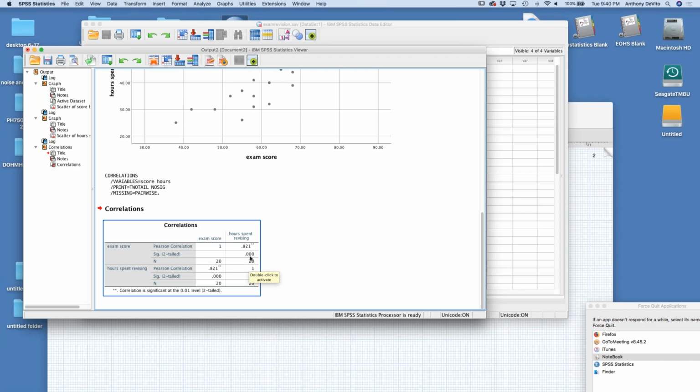Significance is important also. It tells us that this is statistically significant, but the real number we're interested in here is 0.821. The correlation coefficient can have a value between -1 and +1, going right through 0. 0 suggests that you have no association between the exam score and the hours. So that would suggest that we can stop right here. There's no association. One does not affect what the other one does.